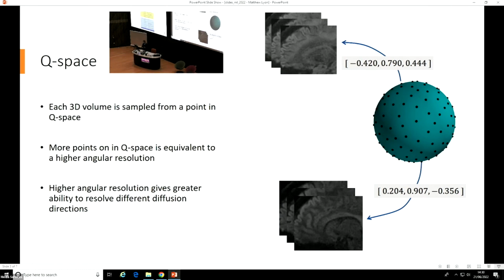Each direction is defined by what's known as a B vector, which is simply a vector in 3D space. And the more B vectors you acquire, the higher an angular resolution you have. With a higher angular resolution, you have a better ability to resolve the diffusion characteristics of whatever you're measuring, but at the cost of much longer acquisition time. So higher angular resolution data sets are clinically a bit prohibitive because of how long they take.